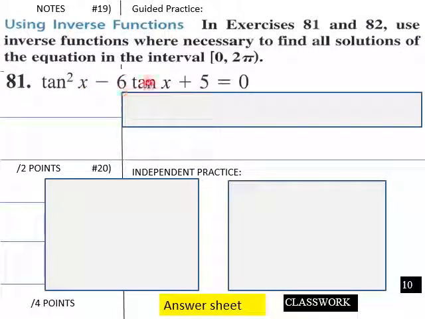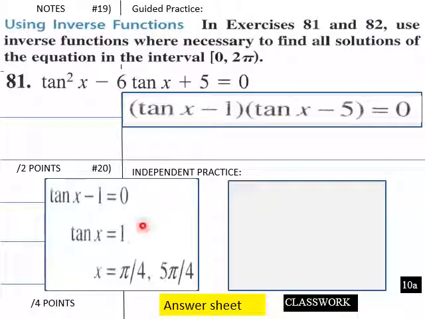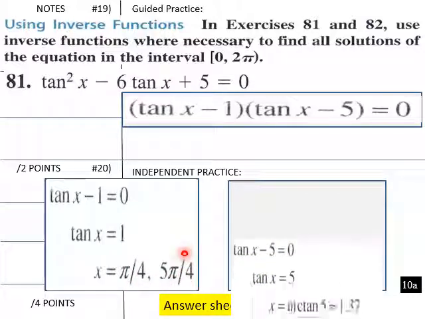So let's try one now. In the interval 0 to 2 pi, tan squared x minus 6 tan x plus 5. So factoring this, we get tan x minus 1 multiplied by tan x minus 5 equals 0. So now we're going to solve each one of these for 0. Tan x minus 1 equals 0. Tan x equals 1. So in this situation here, x would equal pi over 4 and 5 pi over 4.